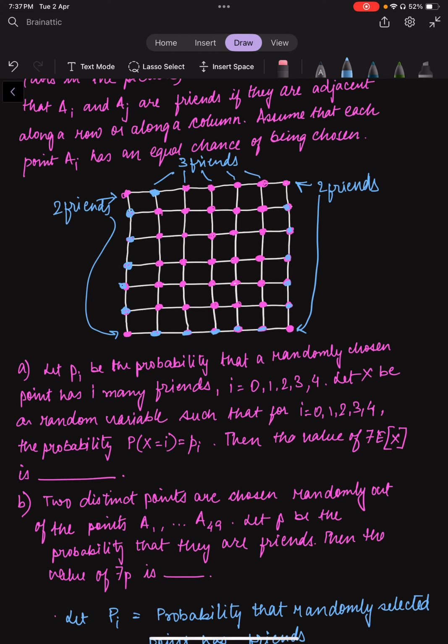So we have covered the corner, we have covered the edges, and we are left with all the points which are there in the middle. So all the points which are there in the middle will have four friends.